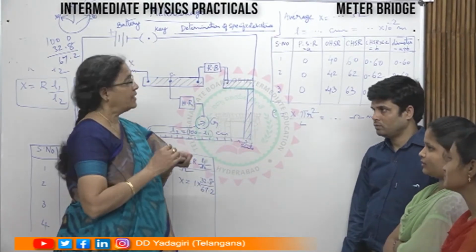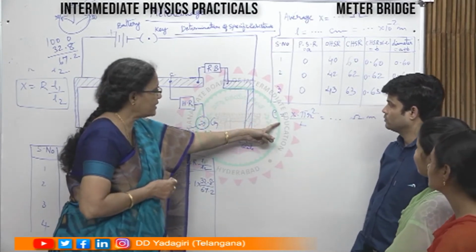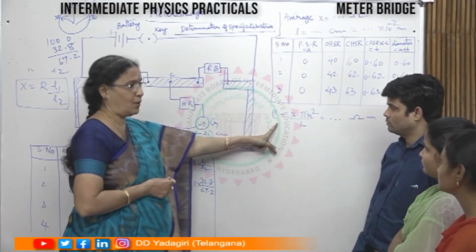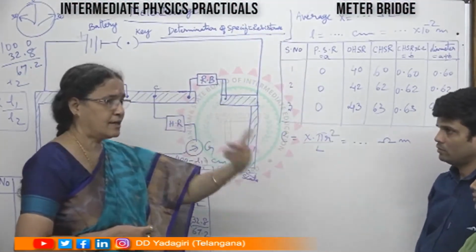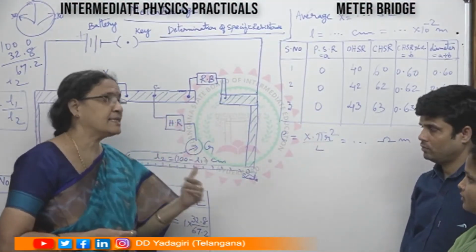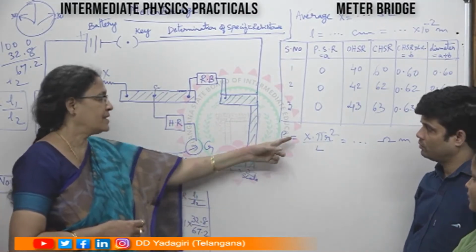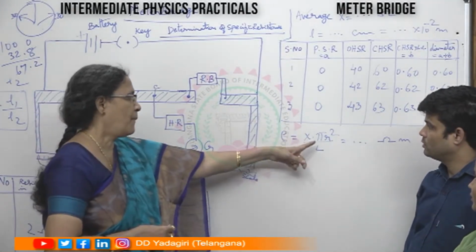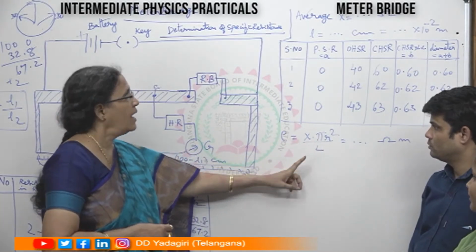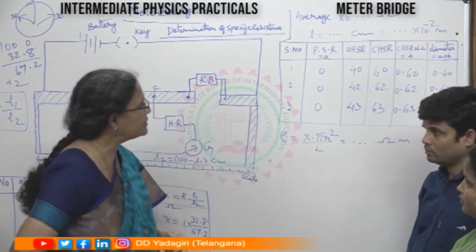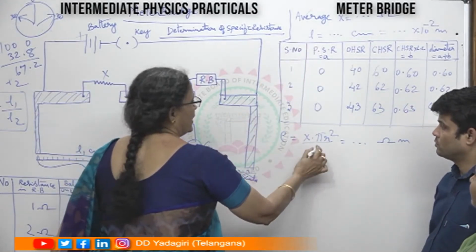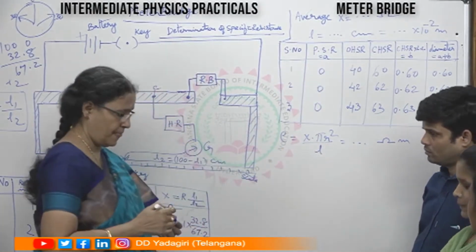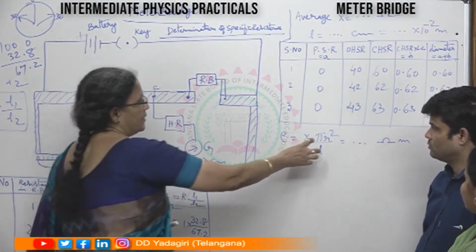Next, what is the formula? Our aim is to determine rho. What is rho? Specific resistance, or in other words, you call it resistivity. This is the formula: X into pi r square by L. I have written small l there. If I have written small l, you better write small l here. Anything you can write.